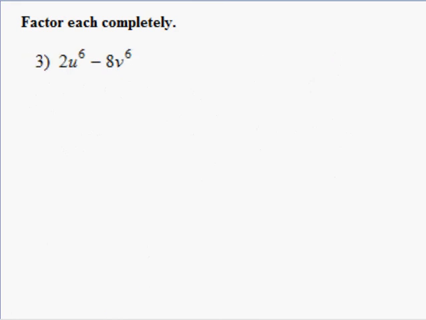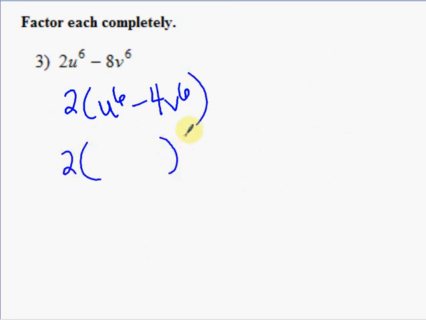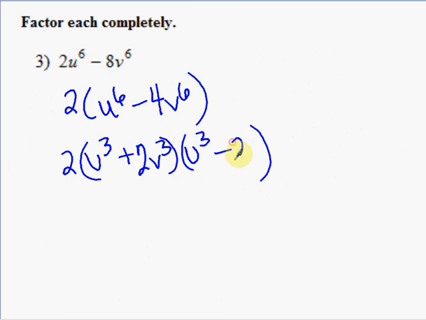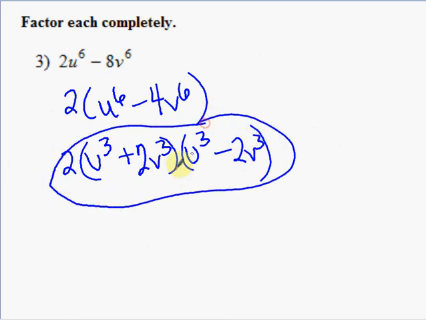Alright, let's see here. We have one more we're going to look at. This time we have 2 as a GCF. We're left with u to the 6th minus 4v to the 6th. Keep the 2 sets of parentheses, 1 of each sign. Take the square roots, which are u cubed and 2v cubed, and we're finished right there.